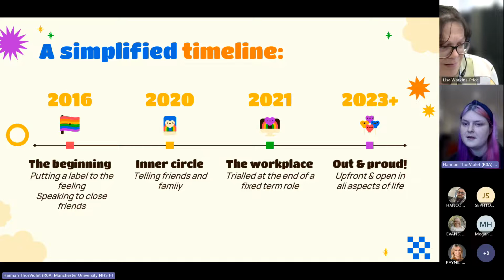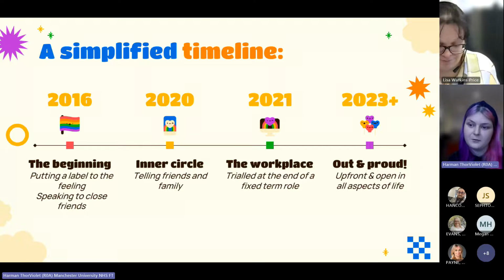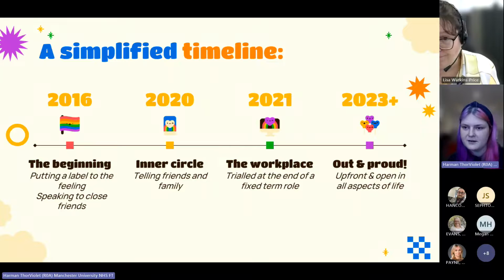Sorry, just before I continue, I've seen in the chat, I think someone asked how old I was. I was going to avoid saying this, but I was born in 2000. So this was when I was 15, 16-ish.